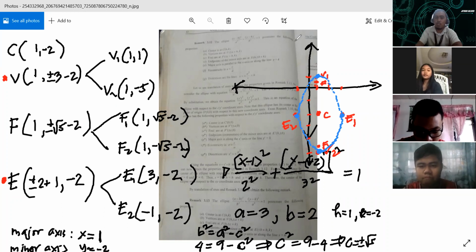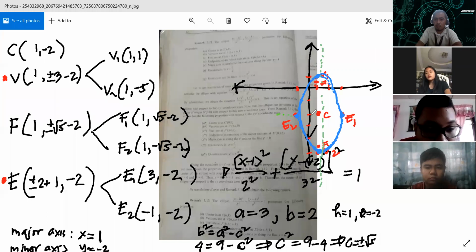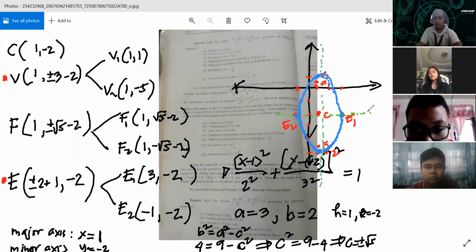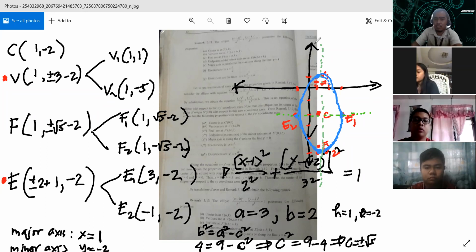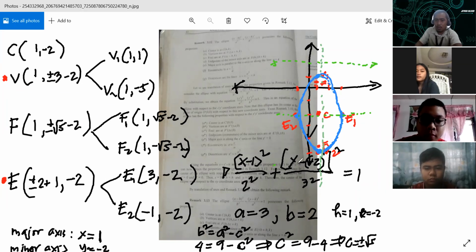If you are going to sketch, for example, I will make the blue solid, because these are parts of your ellipse. It should be solid. Say for example, I want to plot my major axis. So the major axis must be here. This is your major axis. Your minor axis must be somewhere here. This is your minor axis. Okay? Let's find the directrixes. Directrix 1 must be somewhere here. Directrix 2 must be somewhere here.